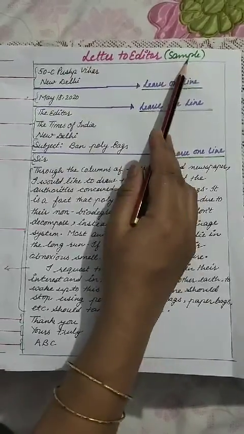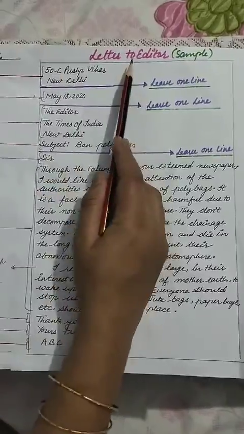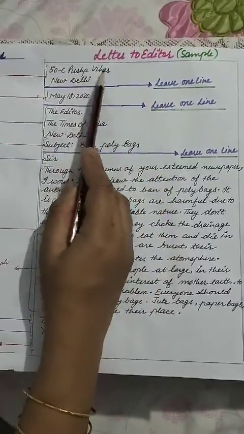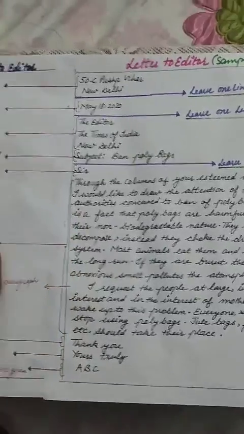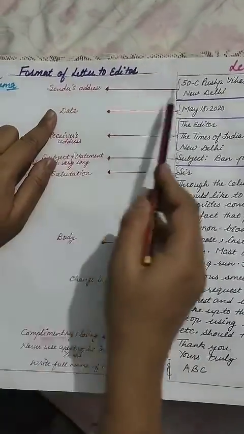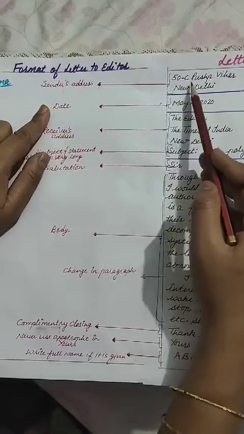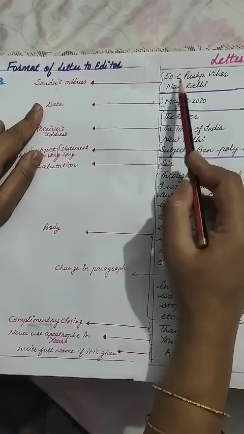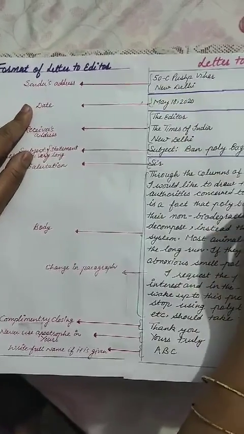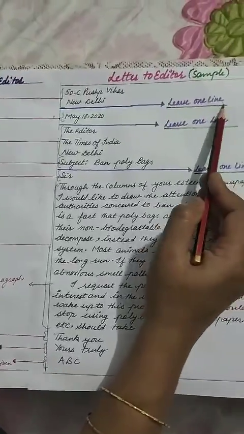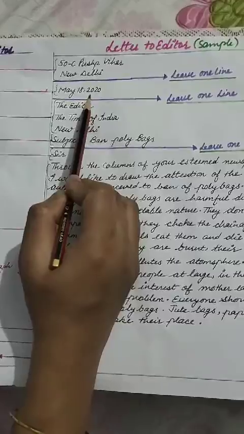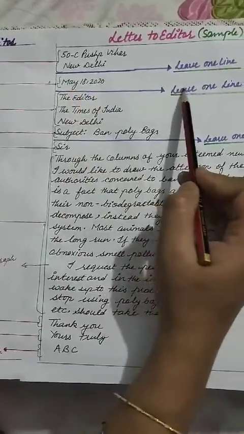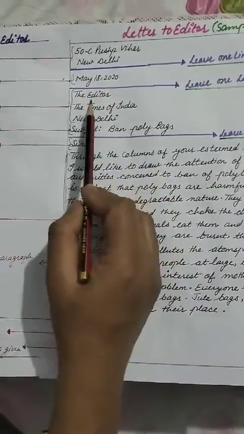Let's see the sample of letter to editor. I have taken here 50C Pushp Bihar, New Delhi. This I have included as sender's address. It may go to 2 to 3 lines here. After sender's address, you have to leave a line, and then you have to write down the date. After writing date, once again you have to leave one line, and then you have to go for the receiver's address.